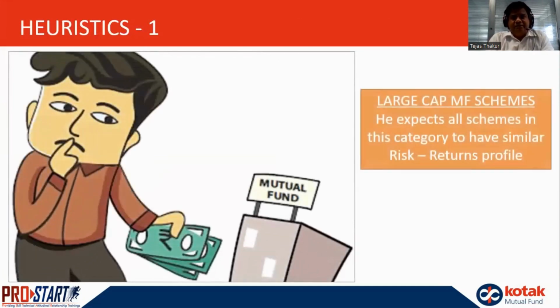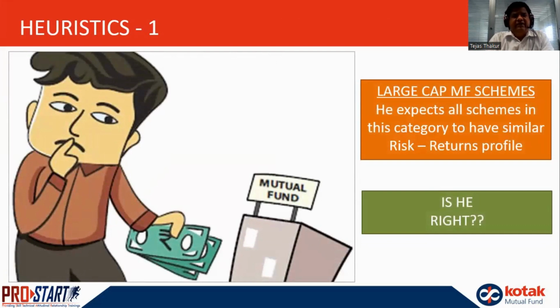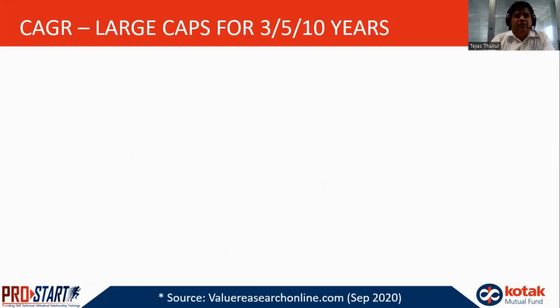Now, let's say a person invests in mutual fund schemes, and he invests in large cap schemes, large cap as a category. He expects all these schemes in this category to give very similar returns to each other because he feels that they have a similar risk return profile. Is he right? Is he wrong? If I'm investing, let's say, in 5 schemes of the large cap category, will the 5 schemes give me the same return throughout the year or maybe throughout the tenure of 3, 5, or 10 years? The answer is no.